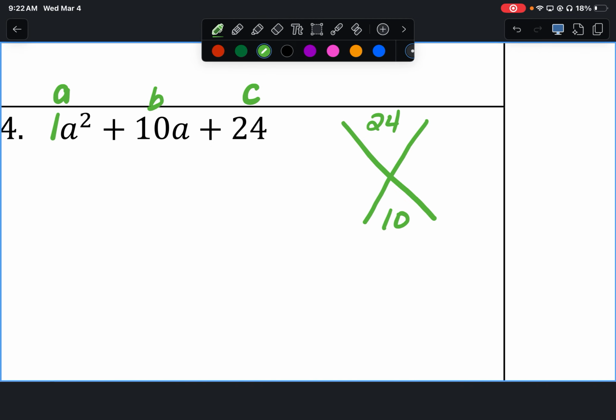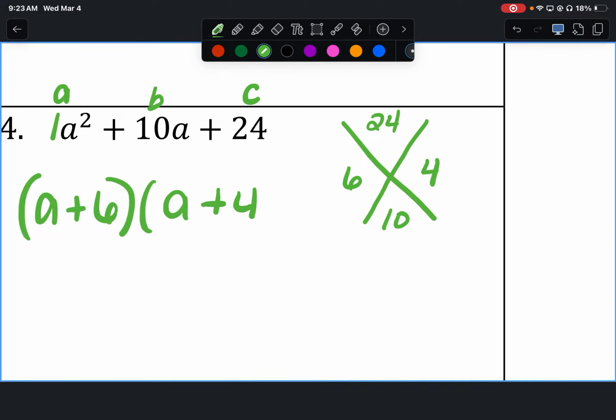What multiplies to give us 24 but adds to give us 10? It is 6 and 4. So is A 1? Yes, we can use our shortcut. Okay, so we're going to do A plus 6 times A plus 4. And we're done.